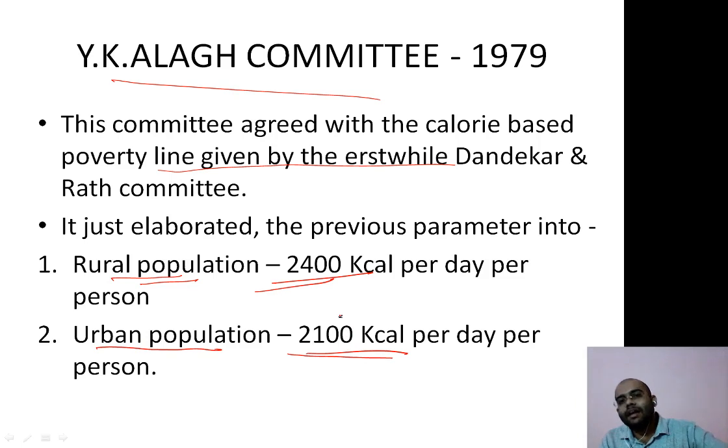This Y.K. Alagh committee said that the rural population requires 2400 kilocalorie because they work, they need more carbohydrate because they are mostly involved in physical work, whereas the urban population is not that much involved in physical work, hence they require a little less amount of calories, less amount of energy, that is 2100 kilocalorie per day per person.